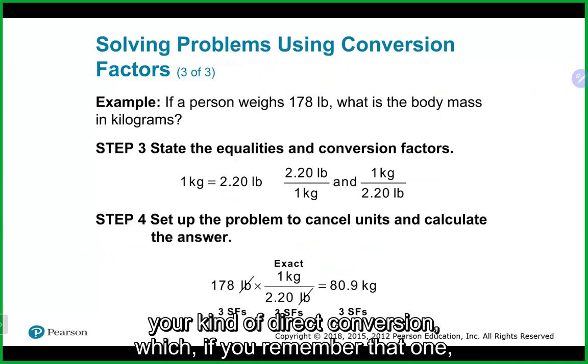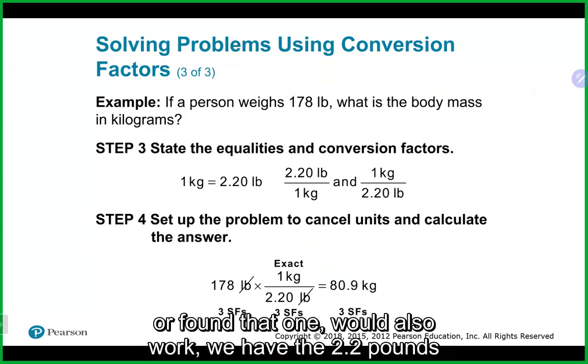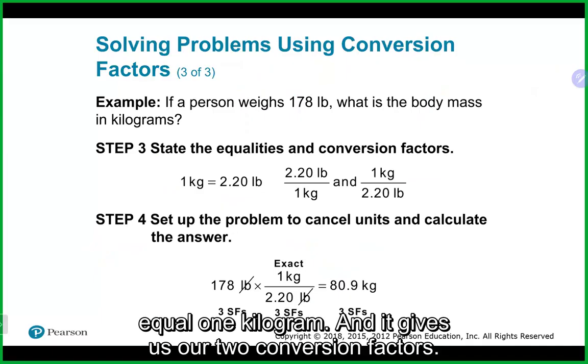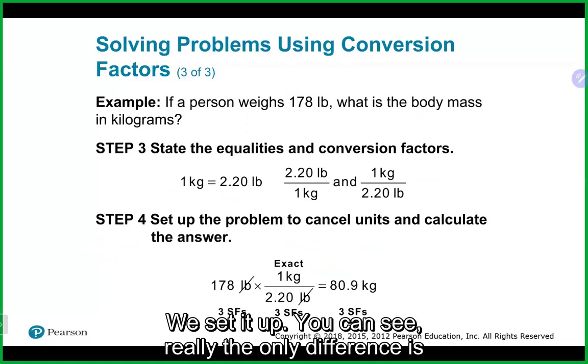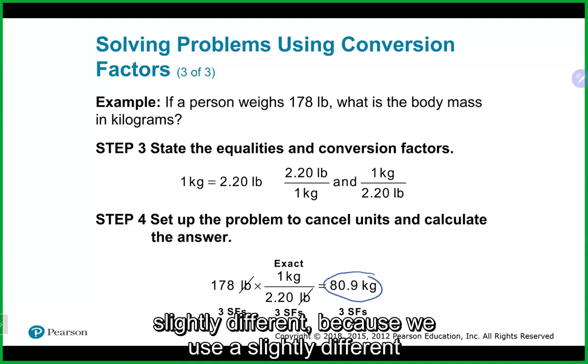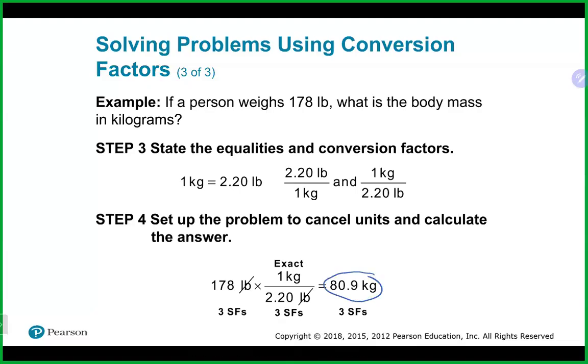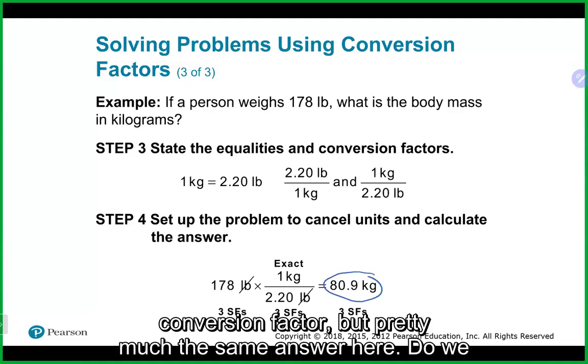This is your direct conversion, which, if you remember that one or found that one, would also work. We have 2.2 pounds equal 1 kilogram, and it gives us our 2 conversion factors. We set it up, and you can see the only difference is slightly different because we use a slightly different conversion factor, but pretty much the same answer.